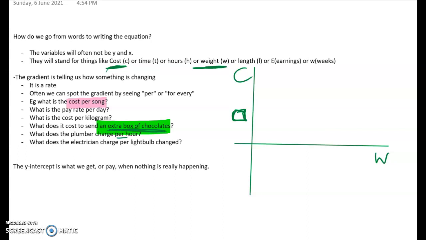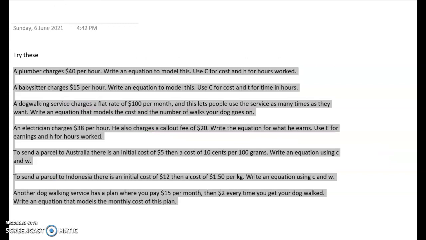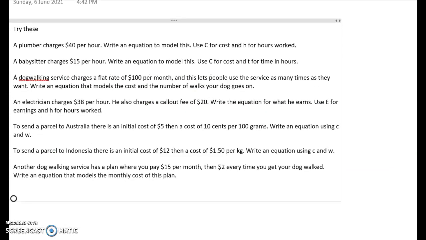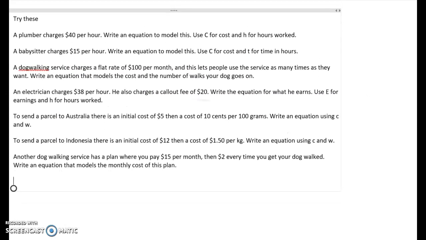What does the plumber charge per hour? And what does the electrician charge per light bulb if she changes light bulbs? And then when nothing's happening, that's what the y-intercept is all about. So here are some to try out before we look at how to draw the graph. So the first step is to try and write the equation. So let's just go slowly through these. I'm just going to make them a wee bit bigger.